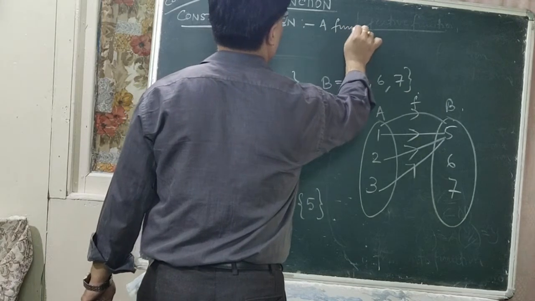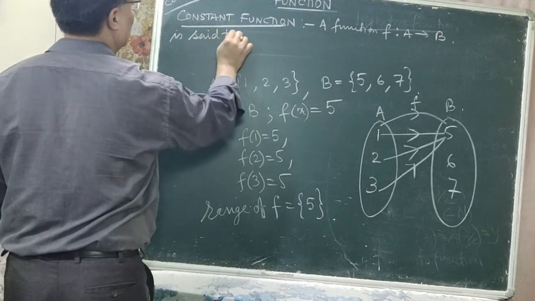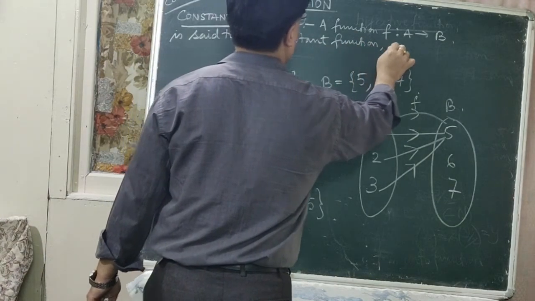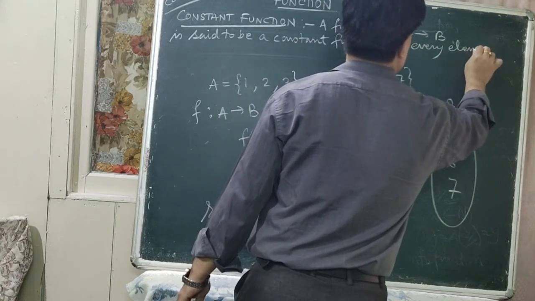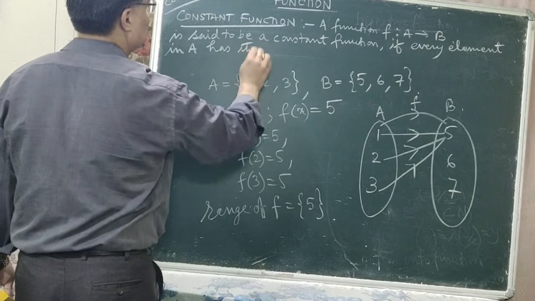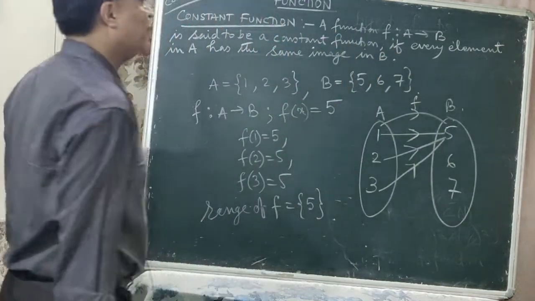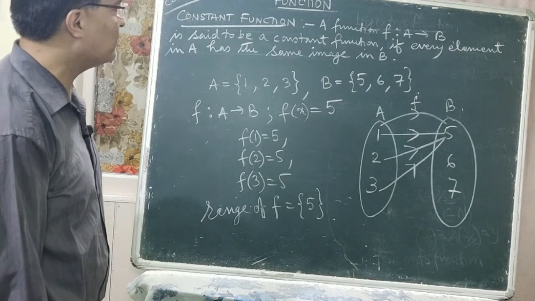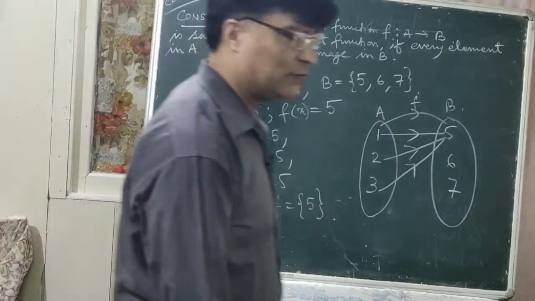A function f such that A to B is said to be a constant function if every element in A has the same image in B. Is that clear? So this is the definition of constant function.